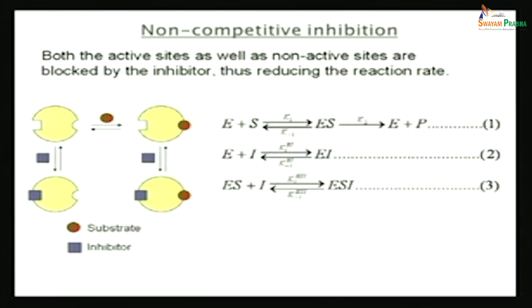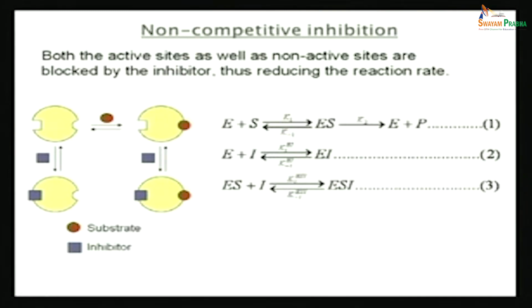Just EI and ESI. These two we assume attain equilibrium. The ES reaction does not attain equilibrium, it attains quasi-steady state. Why do you think it shouldn't attain equilibrium? Because if it attains equilibrium, how will product be formed? It will just be engaged in the backward and the forward reaction. For product to be formed, it's not possible for that to attain equilibrium. What it attains is a quasi-steady state.